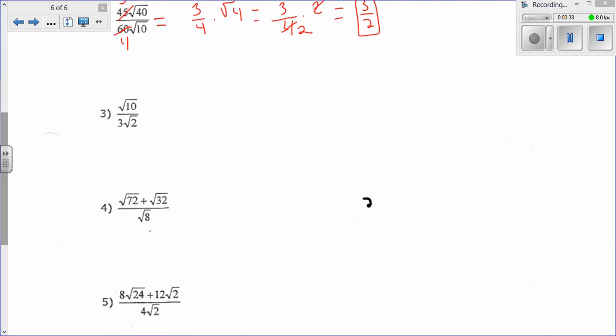For number 3, I have square root of 10 divided by 3 square root of 2. That's a 1 in front of the 10. So that's really saying 1/3 times, if I divide radical 10 by radical 2, I'd get radical 5. So it's just radical 5 over 3.